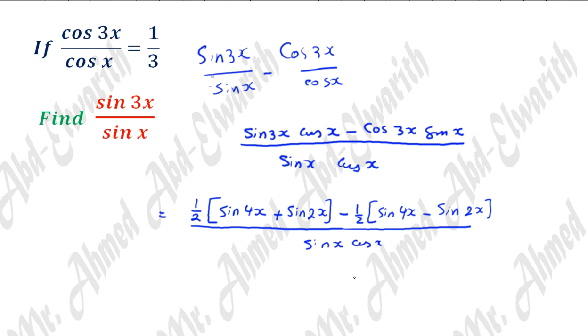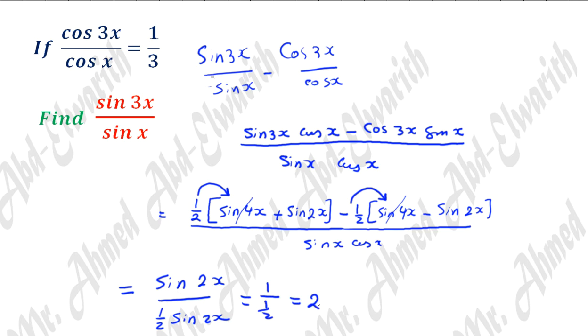Okay, look at the numerator. We will find half sine 4x minus half sine 4x, a number and its additive inverse, then equals half sine 2x minus negative half sine 2x, then equals sine 2x over sine x cosine x, which equals half sine 2x... then sine 2x cancelled by sine 2x equals 1 over half, that equals 2.